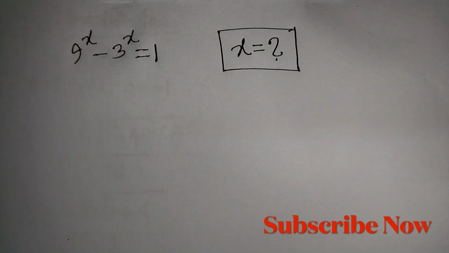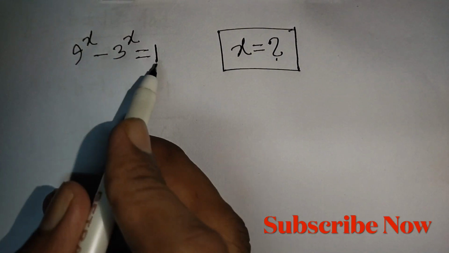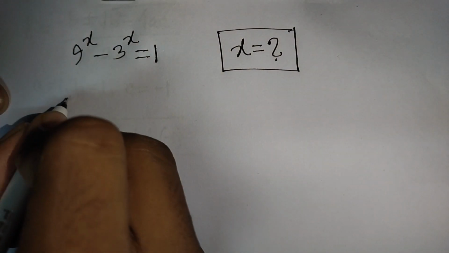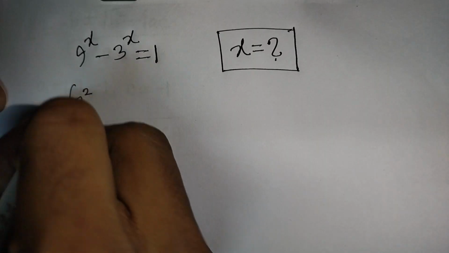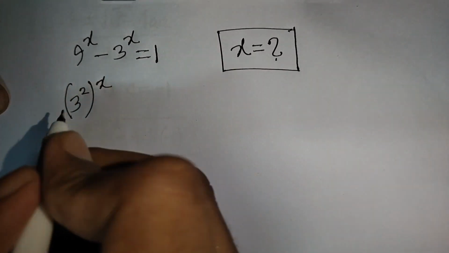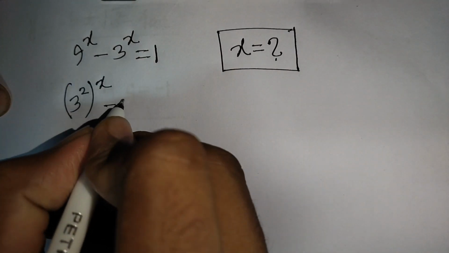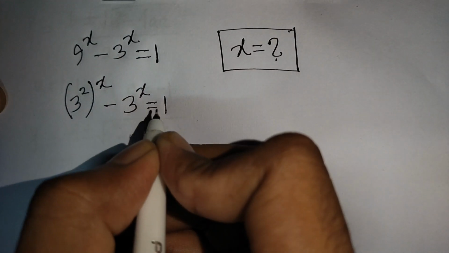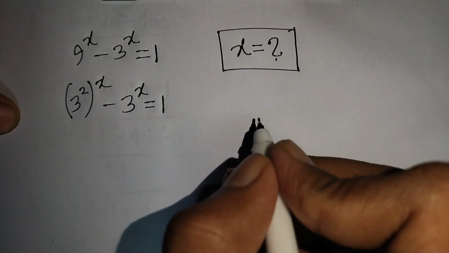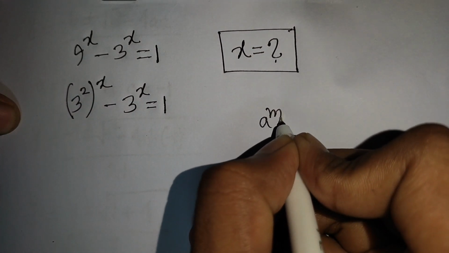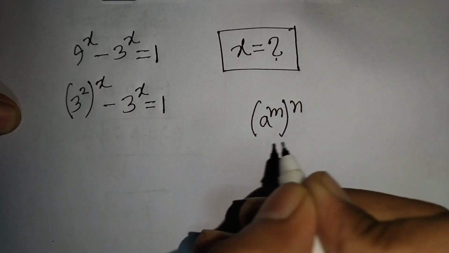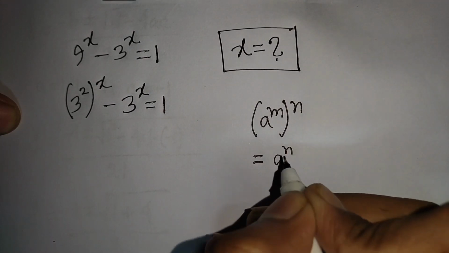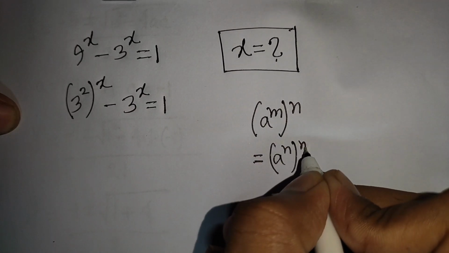How to solve 9^x minus 3^x is equal to 1. Find the value of x. So 9^x is the same as (3^2)^x, minus 3^x is equal to 1. Now here you can apply the rule that (a^m)^n is equal to (a^n)^m.